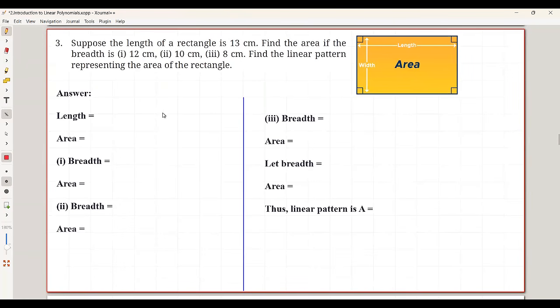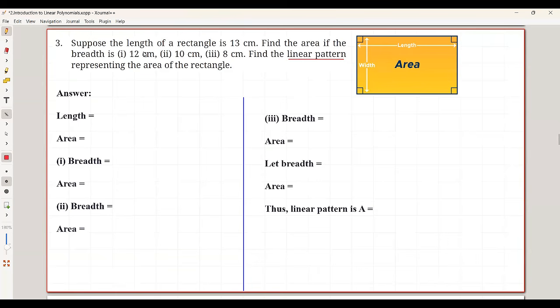Now the third question. Suppose the length of the rectangle is 13 centimeter. Find the area if the breadth is 12 centimeter in the first case, 10 centimeter in the second, and 8 centimeter in the third. Find the linear pattern representing the area of the rectangle. Here also we have to form the linear pattern.